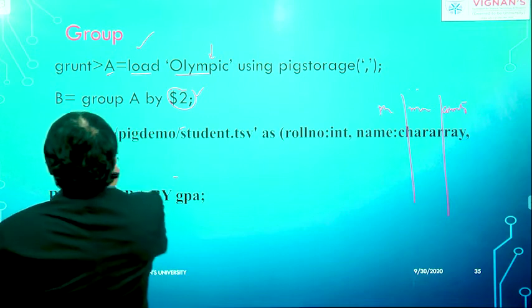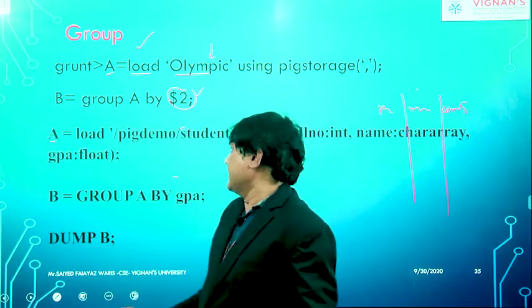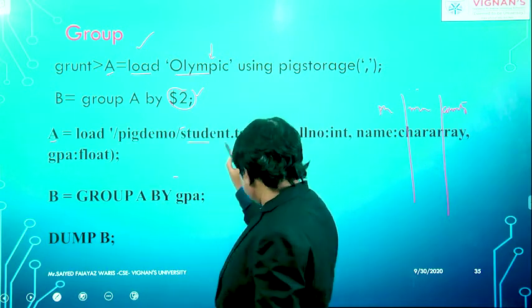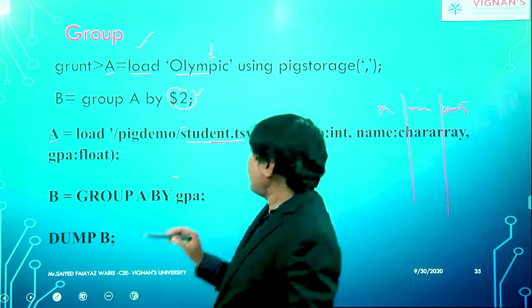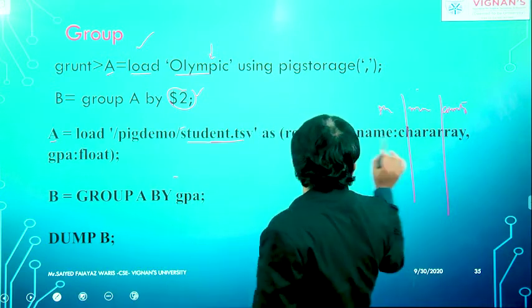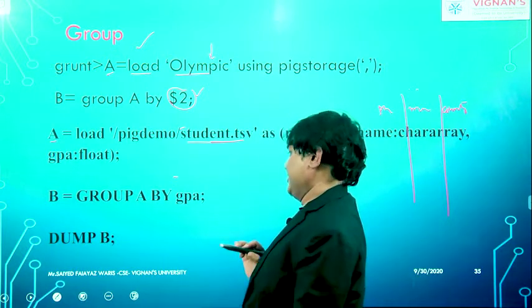Here it is saying A is what? A is a relation. You're loading what data? String data, a string file. Which format? It is the format of tab separated values, with the same schema: roll number, name and GPA.